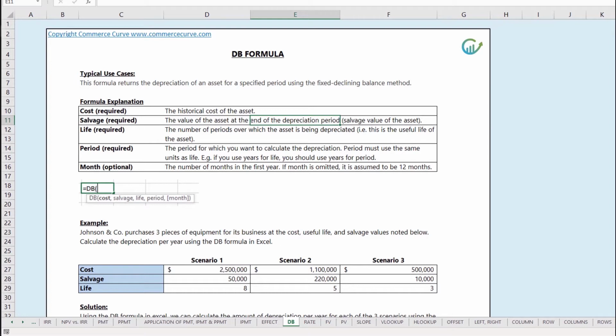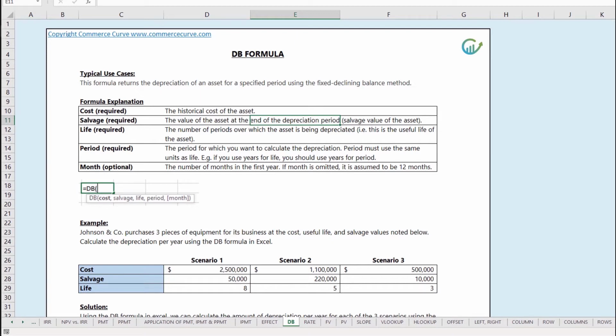Life is the required field to address the number of periods over which the asset is being depreciated. This is the useful life of the asset. For instance, if you purchase an asset and it has a 5-year useful life into production, then the useful life would be 60 months. The period is the period for which you want to calculate the depreciation.